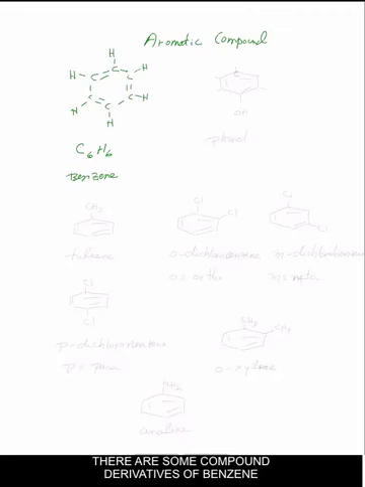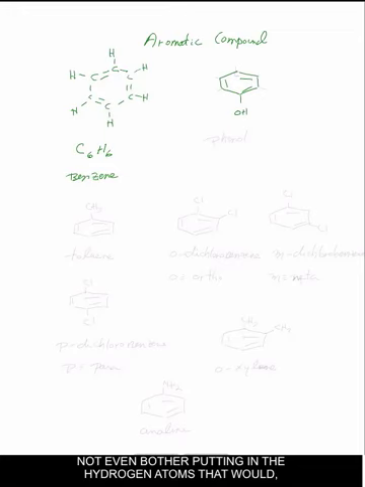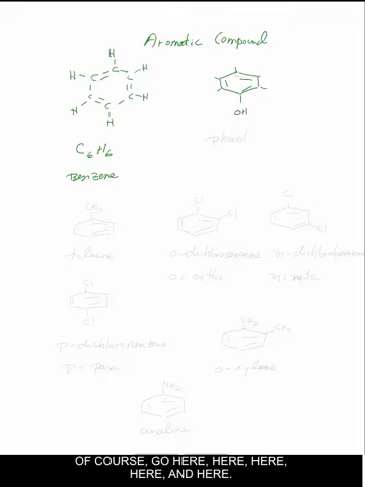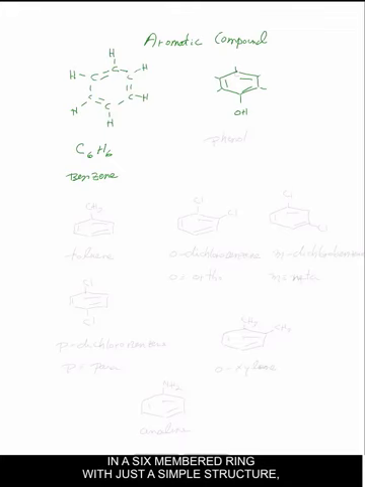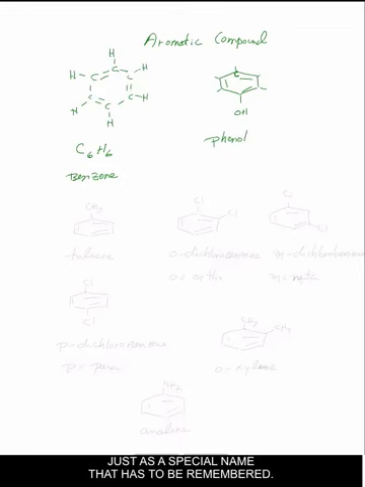There are some compound derivatives of benzene that have special names. For example, a classic example is the molecule phenol. Notice what I'm doing here is I'm not even bothering to put in the hydrogen atoms that would, of course, go here, here, here, here, and here. I'm just showing alternating double bonds in a 6-membered ring with a simple structure, not really even showing the carbons. It's understood there's a carbon at every intersection of these atoms, and then an OH down here indicating it's an alcohol, and we name that molecule phenol. It just has a special name that has to be remembered.